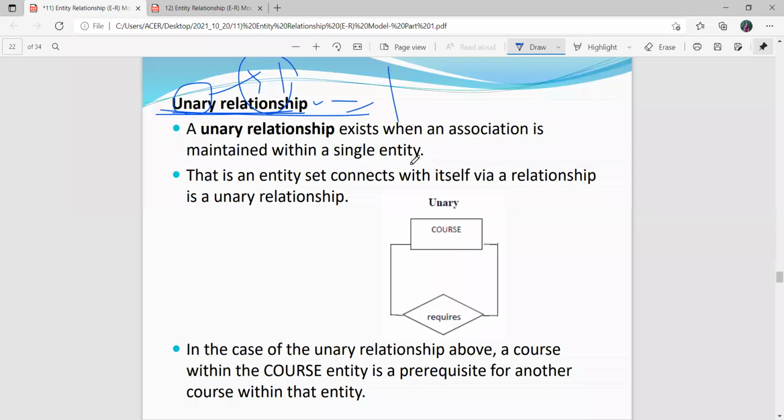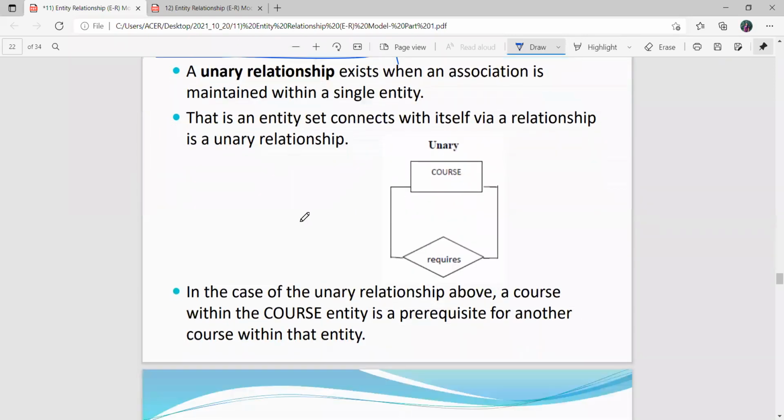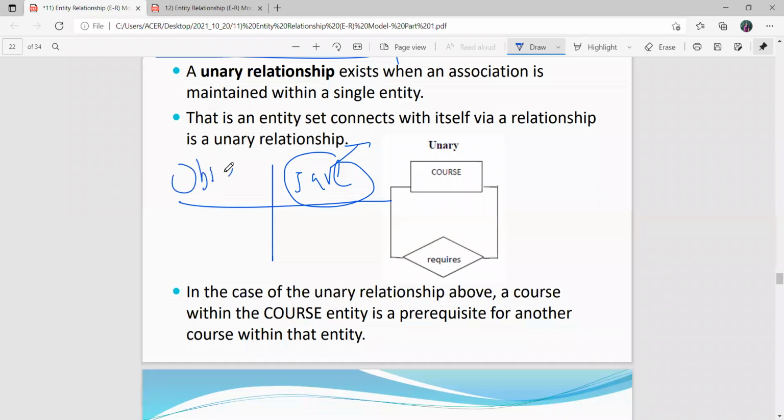Unary relationships exist when an association is maintained within a single entity. That is, an entity set connected to itself via a relationship is a unary relationship. When we consider courses as an example, I don't know your course system. When we consider a course like Java, if you need to take Java, you need to complete the object-oriented analysis subject first. So this is the prerequisite for this course.